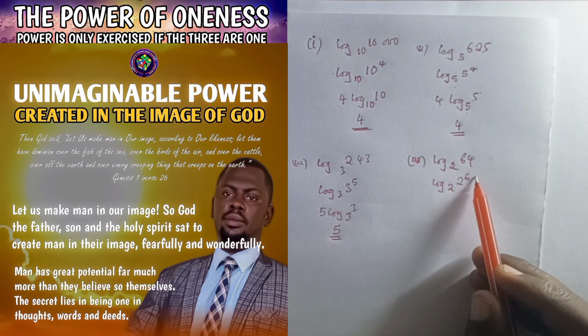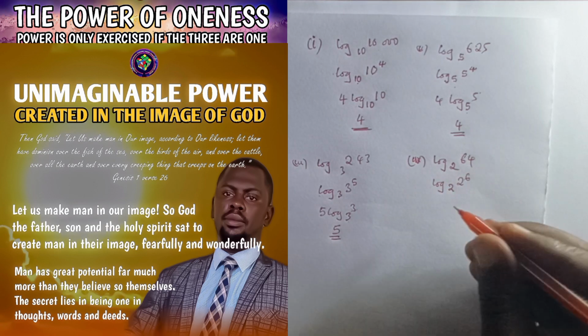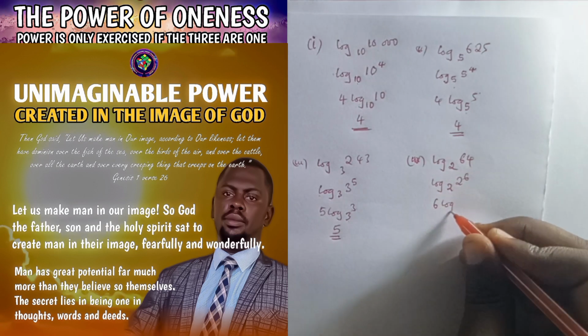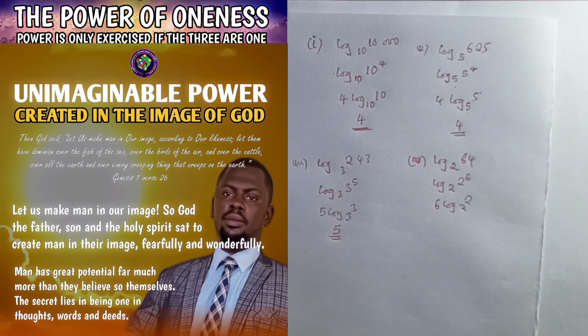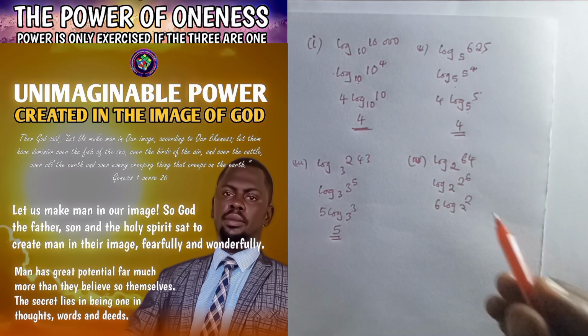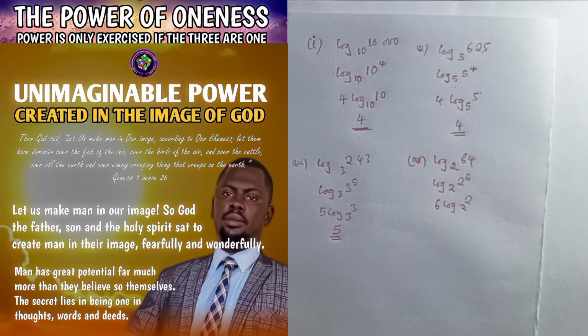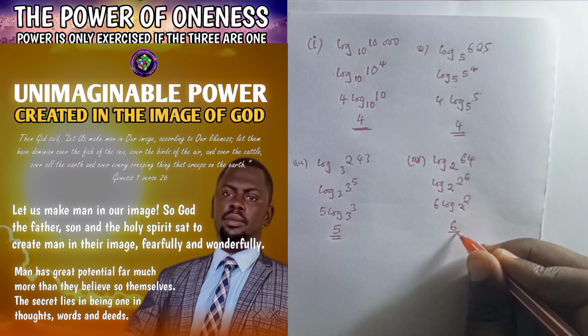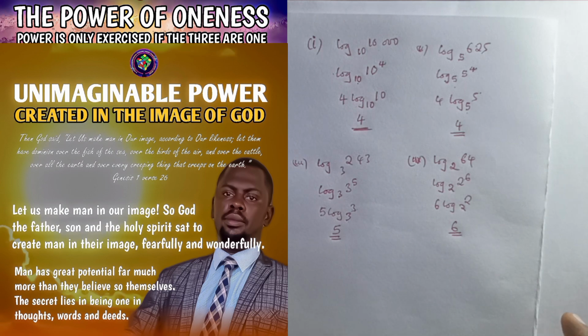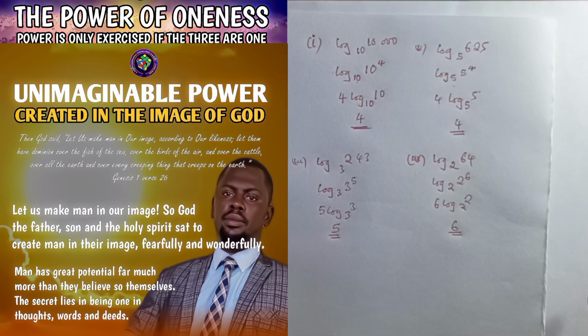Again, this power can come down there, so it will be 6 log of 2 base 2. Again, log of 2 base 2, since the log and the base are equal, we'll get 1. And 1 multiplied by 6, you get 6. Okay, so that was number 4.